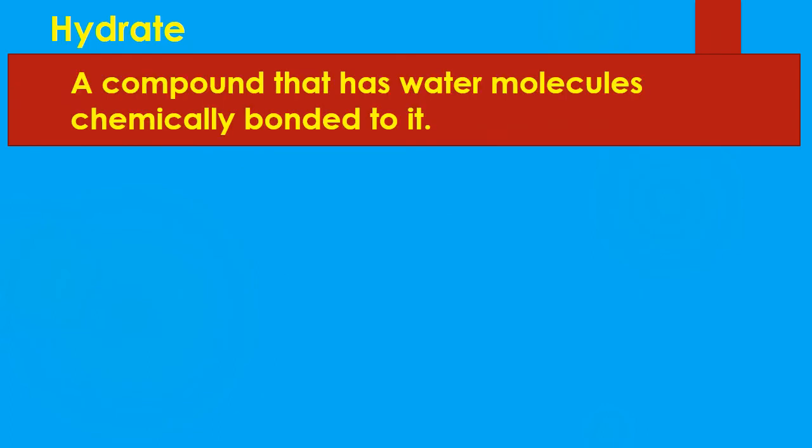A hydrate. A hydrate is a compound that has water molecules chemically bonded to it. So any compound that has water molecules chemically bonded to it is considered a hydrate. How do we know if something is a hydrate? Here we have a compound, a salt, followed by a dot, and then a certain amount of water molecules attached to it. This number tells us how many water molecules, and this H2O, the water molecules attached to it, is what lets us know that this is a hydrate.